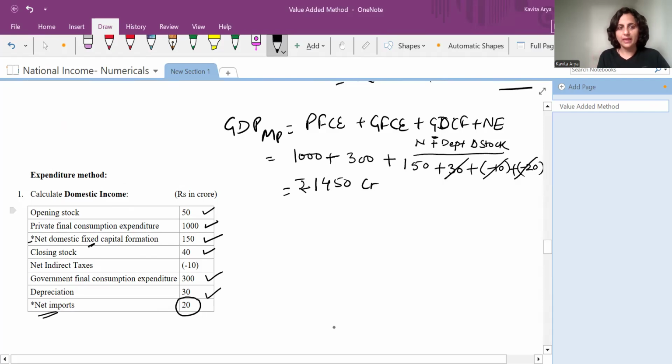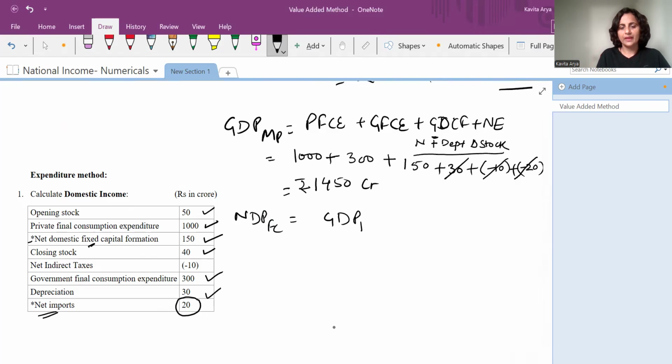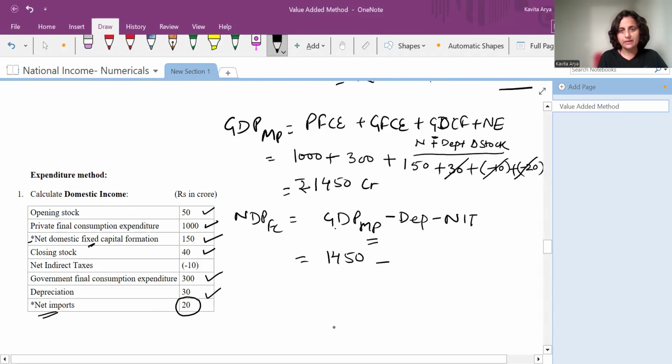And they want us to find domestic income. Domestic income is equal to NDP at FC. So what is the conversion here? From G to N, we have to subtract depreciation. From MP to FC, it means NIT is to be subtracted. So now minus depreciation, depreciation is 30 here. And NIT is also clearly given. The way it is given, we will take exactly the same with the same symbol, right?